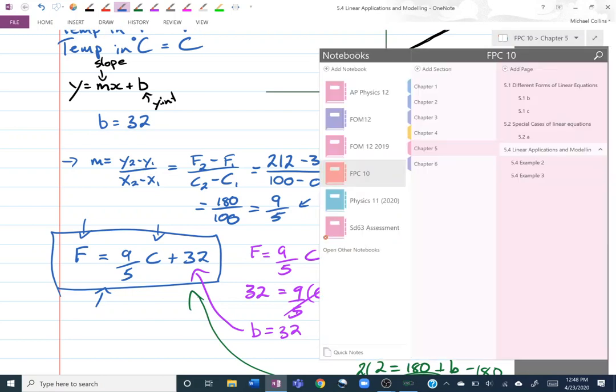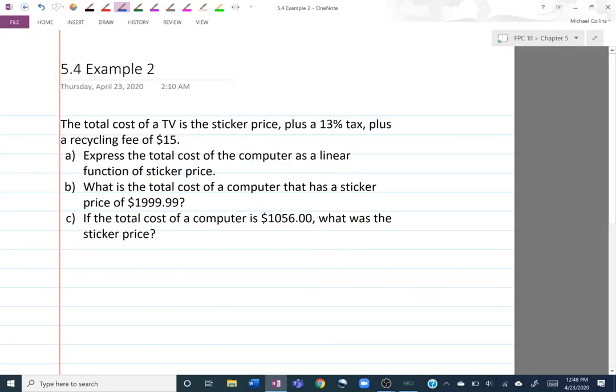I have at least one more example. I think I've got 2 for you. Okay. Oh, this is a good one too. The total cost of a TV is the sticker price plus 13% tax plus a recycling fee of 15%. So, this is kind of how it frequently works.